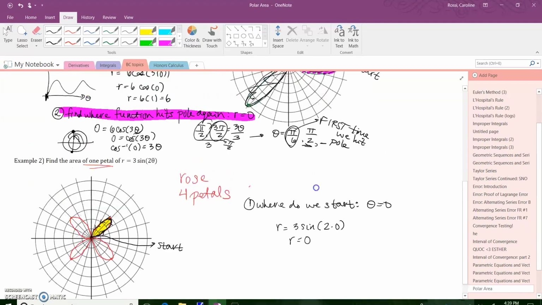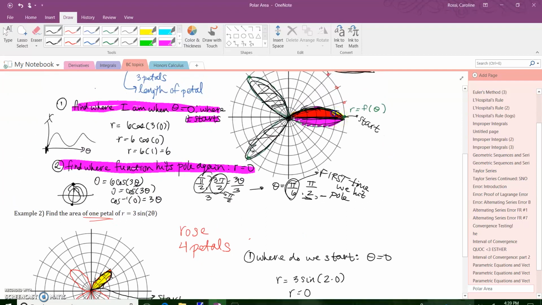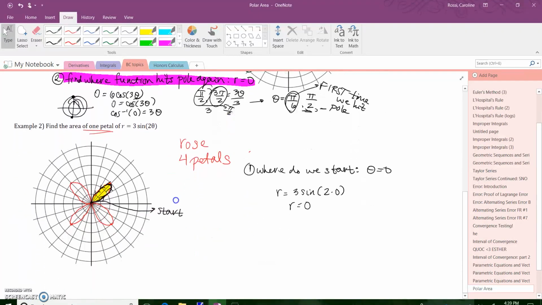It's important to realize that up here, my one petal was interrupted by all of this stuff over here until I enclose that petal. Down here, my one petal is contained really nicely from where I start until I hit the pole right here. So if I just find the first time I hit my pole again, I've completely contained this one polar petal here.